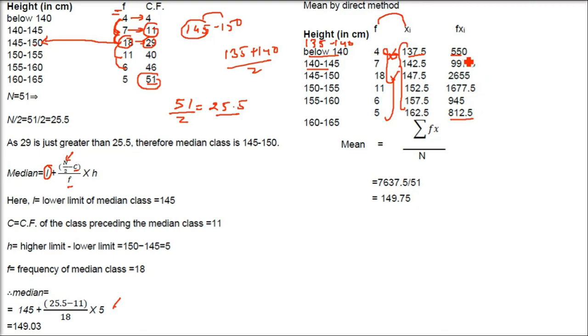So you have to find sigma fx. You just add it. Sigma fx will come. And in the denominator you have sigma f. Sigma f is what? Basically the cumulative frequency total. Sigma f, 51 will be coming. So this n is sigma f only. So what you have to find out is sigma fx by sigma f. So what do you get? 149.75. This is the final answer. These statistics questions always take time.